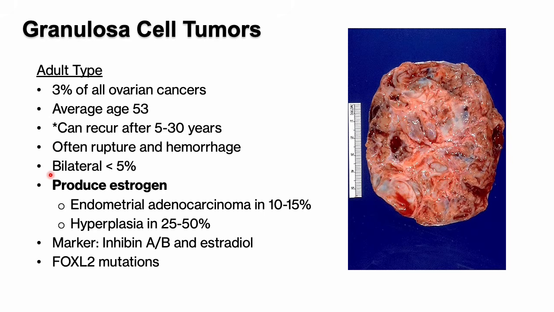And like we said, they produce estrogen. You can have adenocarcinoma. I typically say, 5% cancer, 25% hyperplasia. And we talked about inhibin A and inhibin B, and these patients should have FOXL2 genetic testing.